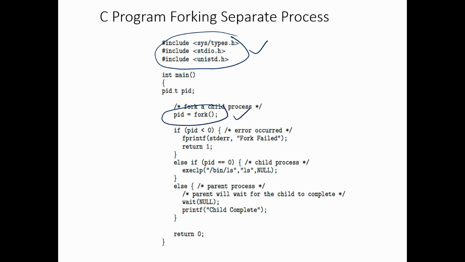Fork will create a process ID. If the process ID is less than 0, we can say that fork has failed. If the process ID is equal to 0, then it executes ls with null. Else, we call wait with null, meaning I'm going to wait for a particular point of time. Then I can say the child has been created successfully.